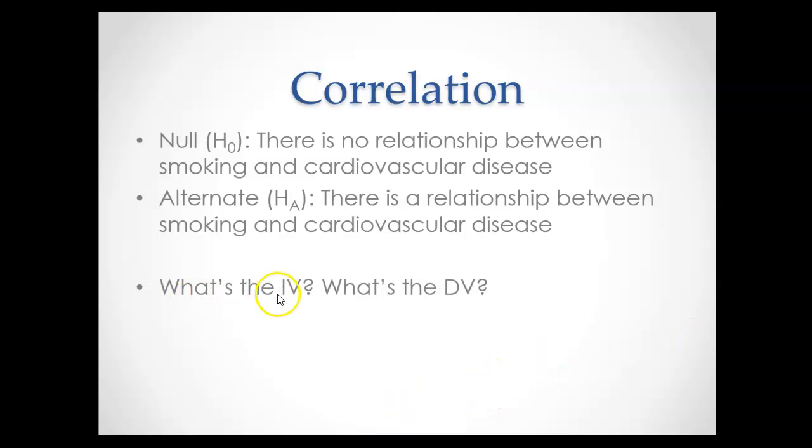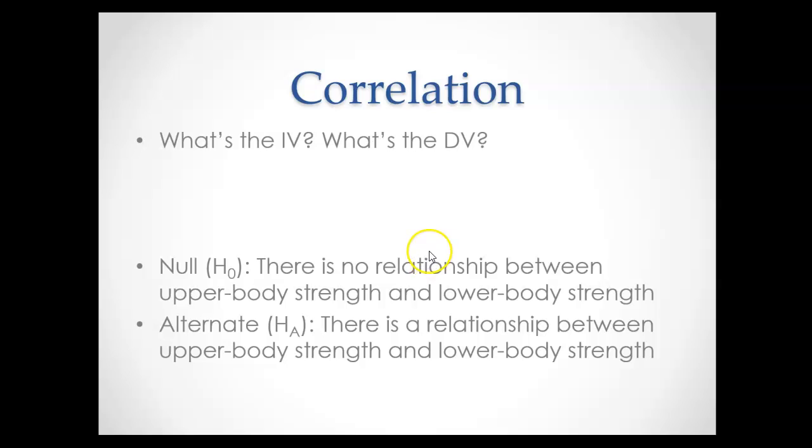Now take a second. If we were going to look at this research question, what would be the independent variable and what would be the dependent variable? So in this case, we would think of cardiovascular disease as most likely being the dependent variable in this, because logically, having cardiovascular disease would not cause somebody to smoke. More than likely, it's the other way around. What about in this case? Is there a relationship between upper body strength and lower body strength?